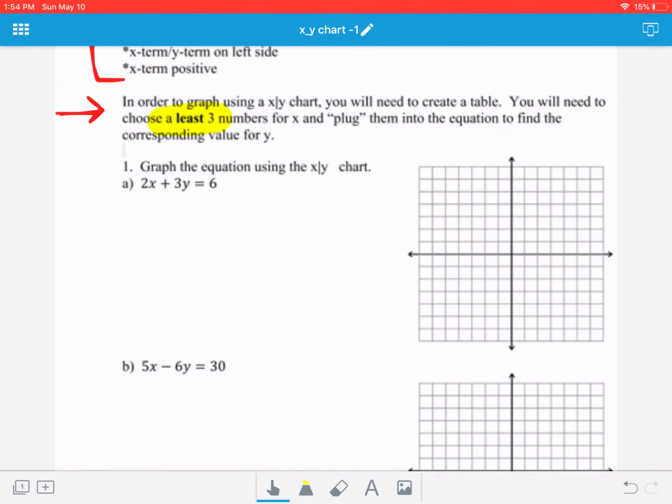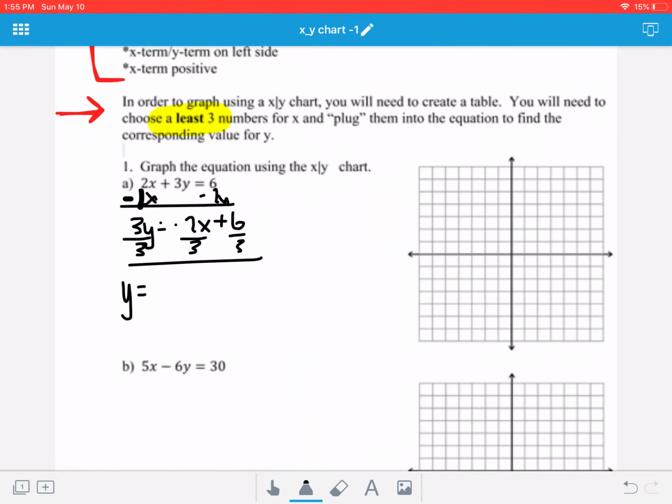So for number 1 here, graph the equation using an XY chart. I tend to solve my equations for Y first. You don't have to, but that's just what I usually do. So what we're going to do is subtract 2x from both sides. And then I get 3y equals negative 2x plus 6. And then I'm going to divide everything by 3. So then I have y equals negative 2/3 x plus 2. You don't have to do that step. I just tend to because I think it's easier to work with.